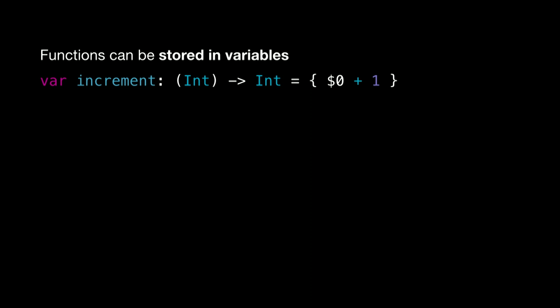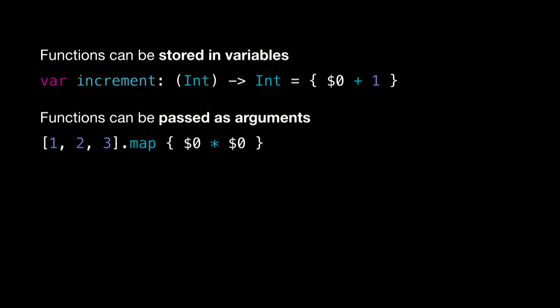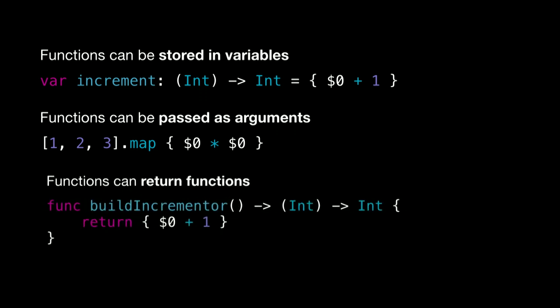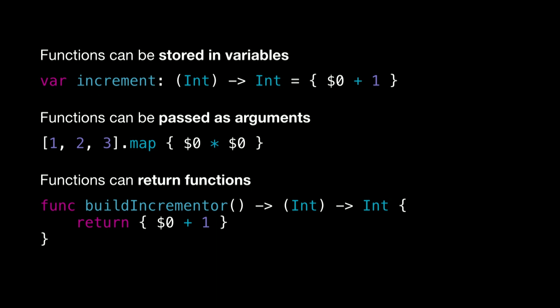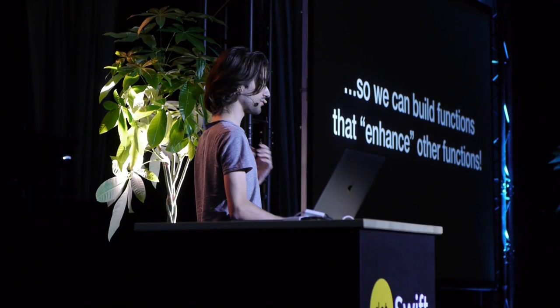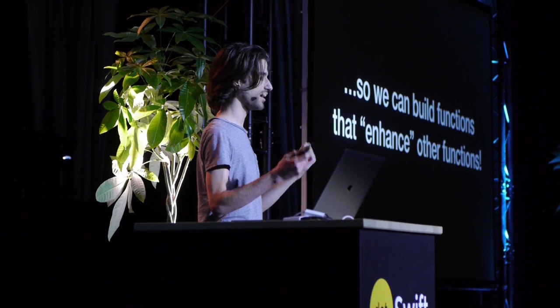Okay, it's a nice sentence. But what does it mean? Well, it means three things. First, it means functions can be stored in variables, like this. They can also be passed as arguments. We are all familiar with the map function, for instance. And it also means a third thing, which is maybe a little bit less natural, but it means that functions can return other functions, like this. So let's put this together. A function can take a function as its argument and can also return a function. So basically, we can build a function that is going to enhance another function.